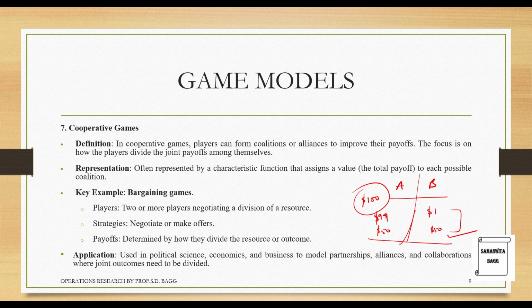Application: used in political science, economics, and business to model partnerships, alliances, and collaborations where joint outcomes need to be divided. So it could be even a partnership in a particular company where two people are investing their time and energy and money into it. So it is possible that they decide to be a partner of 50-50, or maybe one takes up 45% and the other takes 55%, and accordingly they decide to divide their share.